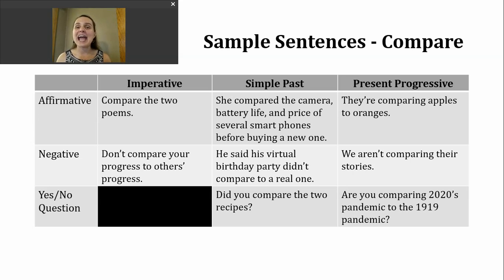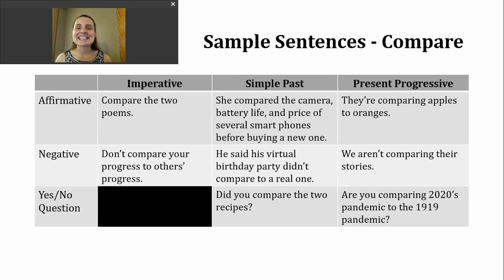Next, let's take a look at present progressive. We use this verb tense to talk about something that is happening now or something that is in progress. And we make the affirmative form of this verb tense by using a present form of be. That's going to be am, is, or are. And then the ing form of the verb. Here's an example. They're comparing apples to oranges.